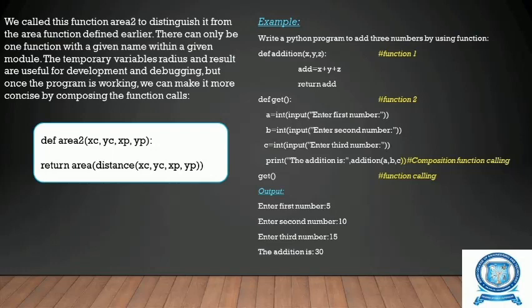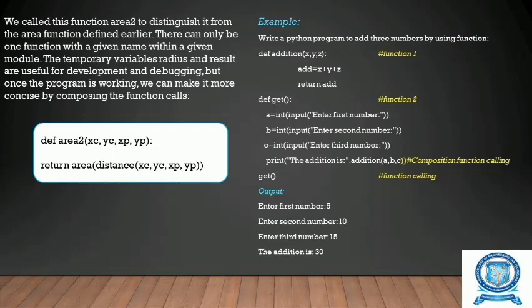So we can call this area as area 2, because to distinguish from the earlier area function. Okay. So that will be given here. The temporary variables radius and result are useful for the development and debugging. But once the program is working, we make it more concise to compose this finding, that is addition of 3 numbers using the function.